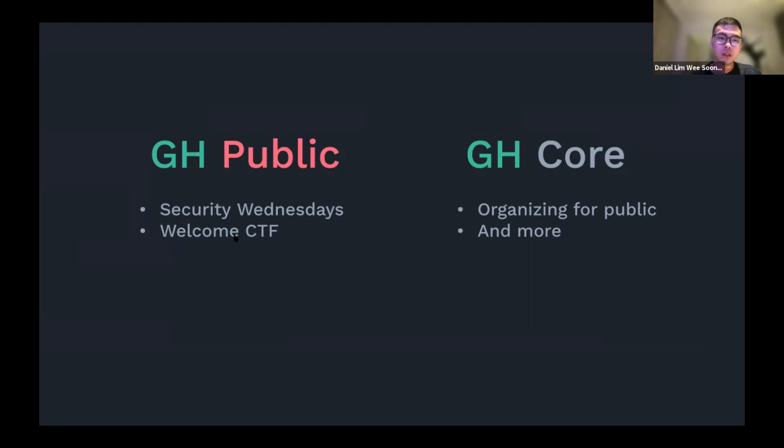So in a sense, everyone is a Greyhats public member, you don't need to join. And this refers to events like Security Wednesdays and Welcome CTF. And then on the other hand, we have the Greyhats core team. I think you can guess, we are the team that is behind these public events. To join the Greyhats core team means that you are part of the team that organizes these events and you'll be helping around. But of course, that's not just it. We also do other stuff, so I will share more about them later.